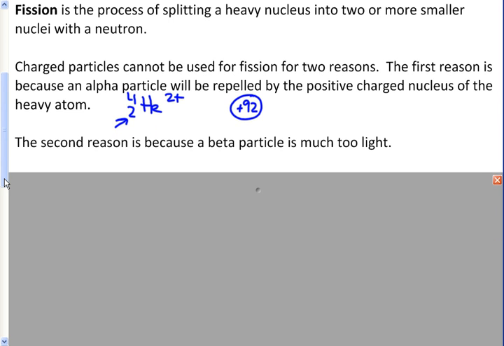And the second reason is beta particles. Remember that a beta particle is just an electron, right? An electron has a -1 charge. So if you bring that towards a positive 92 nucleus, yeah, there's going to be some attraction there. But since electrons are so tiny, they don't do anything. They'll just run into the nucleus and nothing much will happen.